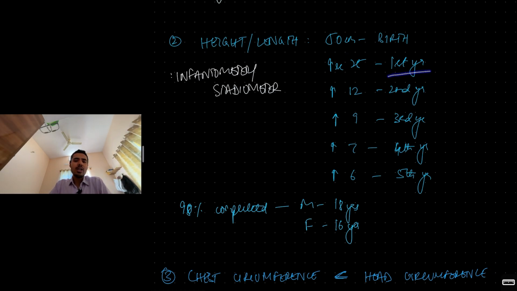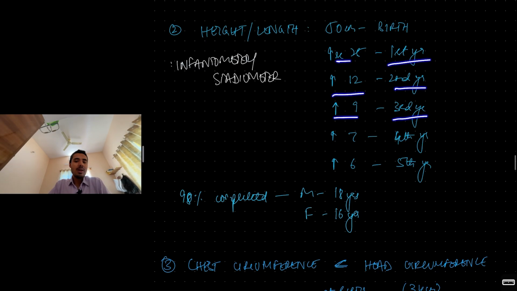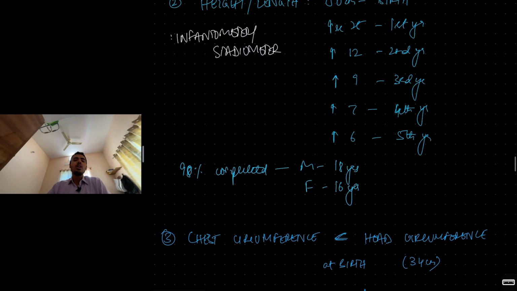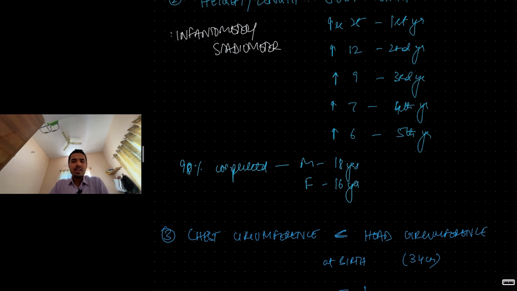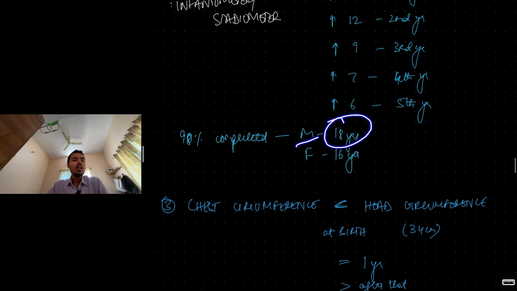First year it increases by 25 centimeter. Second year it increases by 12 centimeter. Third year it increases by 9 centimeter. Fourth year it increases by 7 centimeter. Fifth year it increases by 6 centimeter. This you just have to memorize. So 50 at birth, then increases by 25, by 12, by 9, by 7, and then by 6. Final height: 98% of height growth is completed by the age of 18 in male and 16 in female. Meaning skeletal growth is completed at around 22 in males and around 20 in females, but 98% is done at age 18 in males and 16 in females.